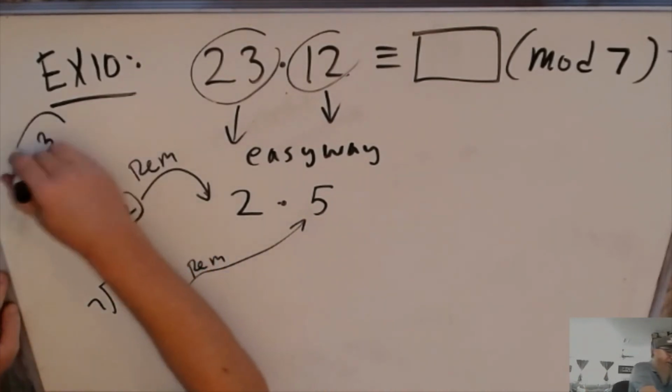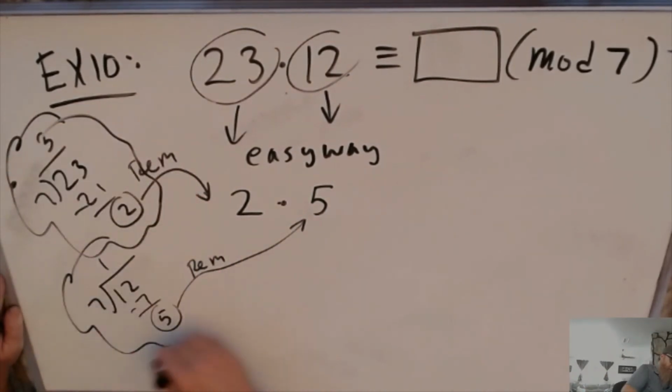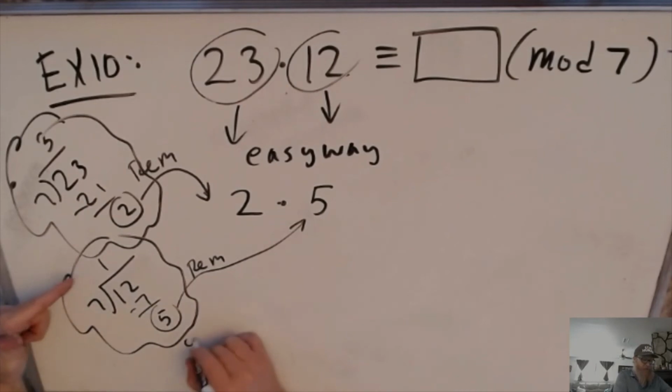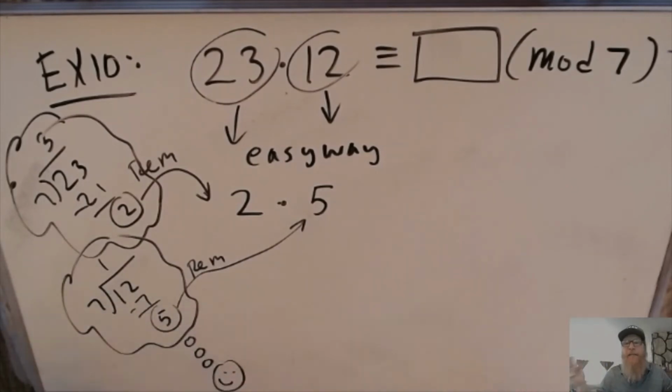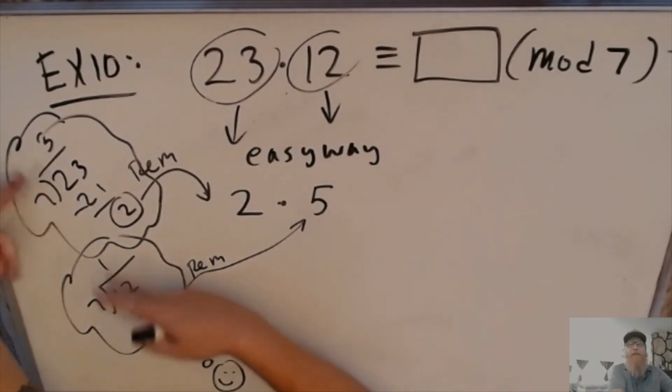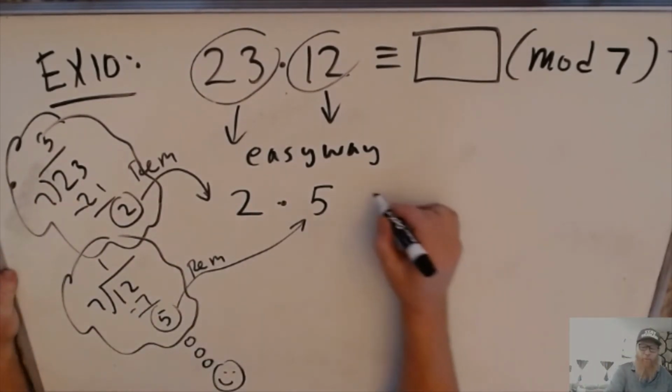I don't think there's anybody in my class that couldn't have just done those calculations mentally, especially with numbers like 23 and 12. When the numbers start to get into the hundreds and the thousands, then this work is going to be much more important.